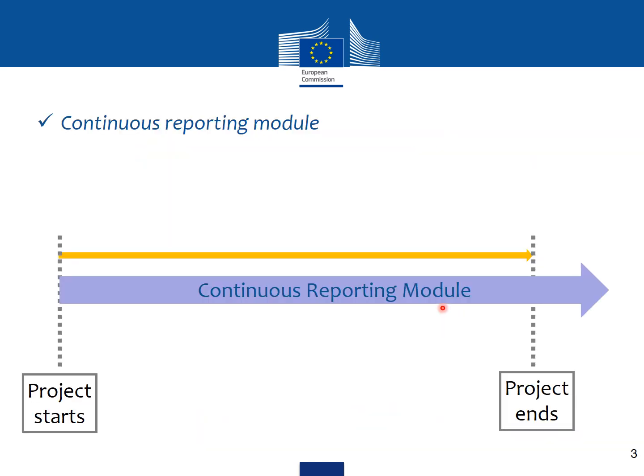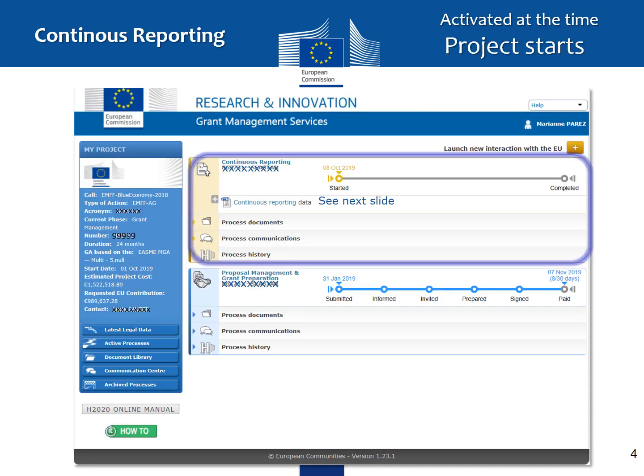As you see, the continuous reporting module starts when the project has been signed and continues till the end of the project and beyond. So continuous reporting is activated at the time the project starts. On the left-hand side of the screen, you see your project data: your call, type of action, acronym, current phase, requested contribution.